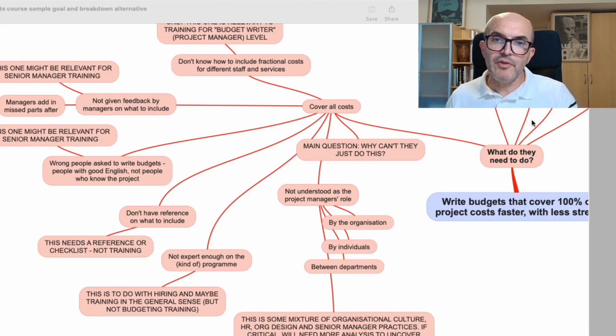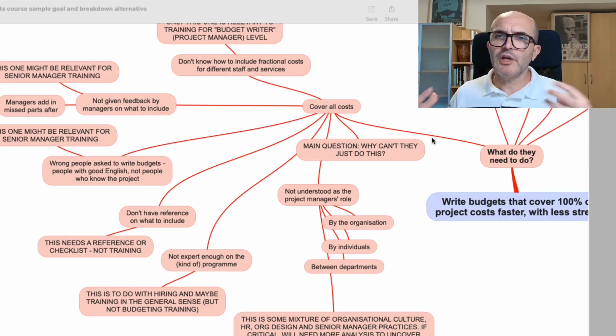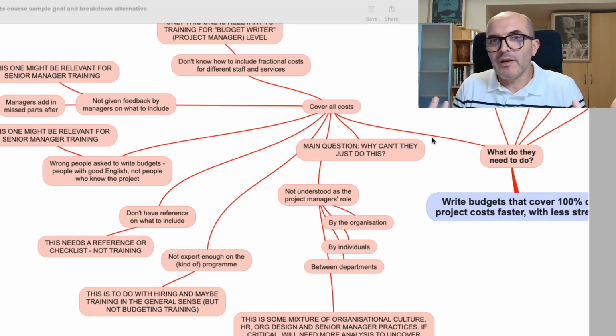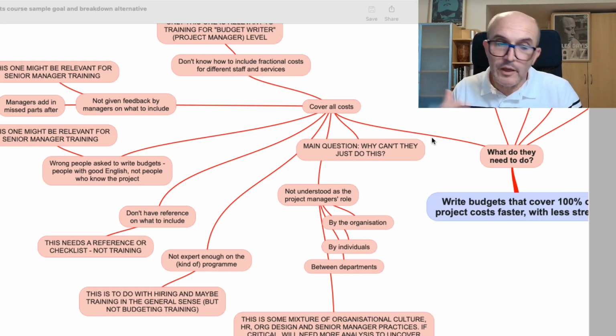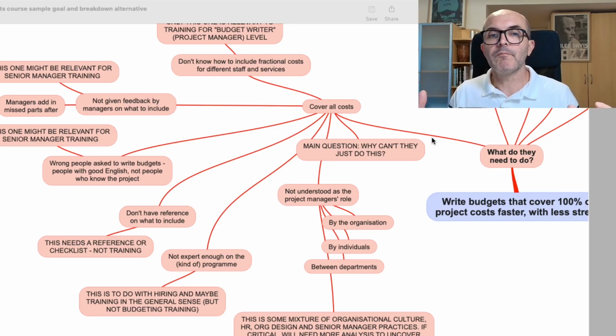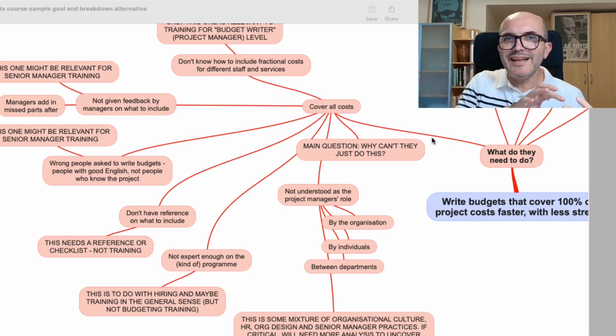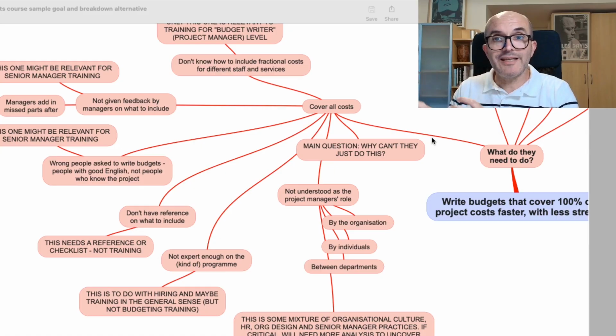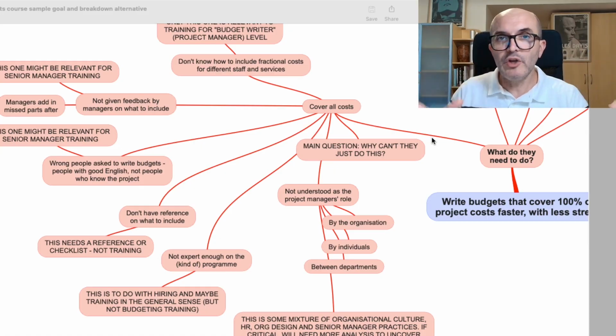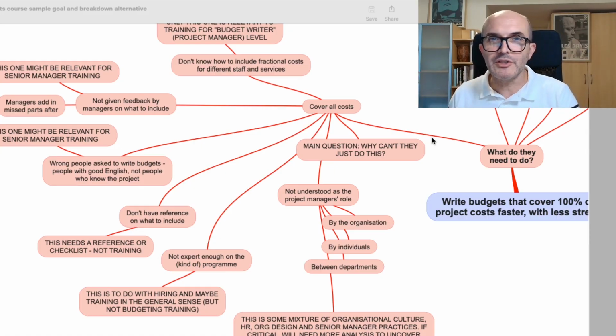Yeah, and then there's some others, like not understood as a project manager's role. Well, again, we can say to them in a training course, it is your role, and if they are the ones who don't understand that, then that might help a bit. But really, it's about, well, how does the organisation see it? Is the organisation treating them like it's their role to do the budget?